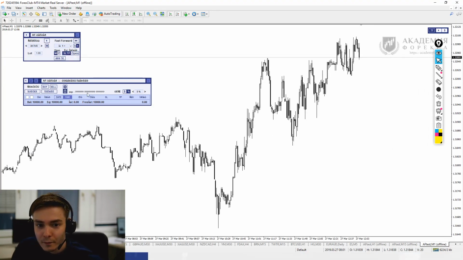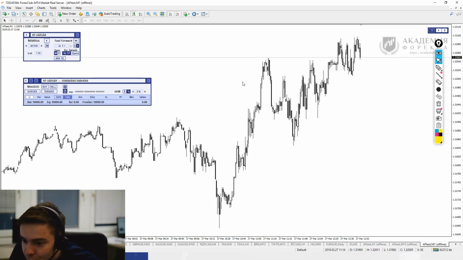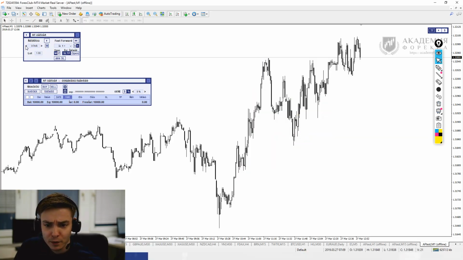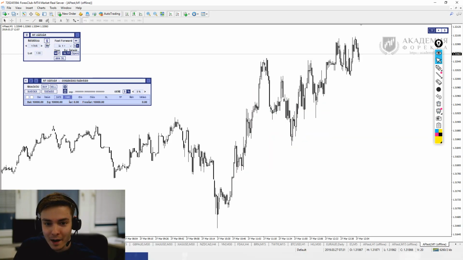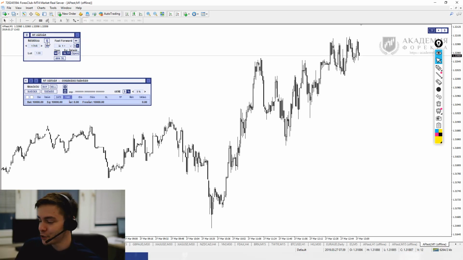Okay, so let's see. Go with impulsive move, place of liquidity. I'll go a little bit slower because it is too fast for me, and let's go with this chart.